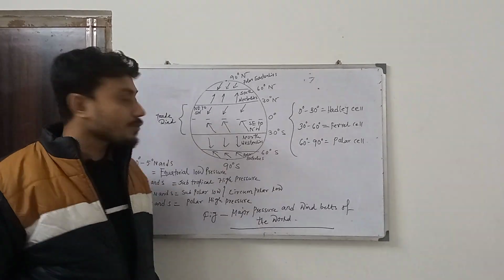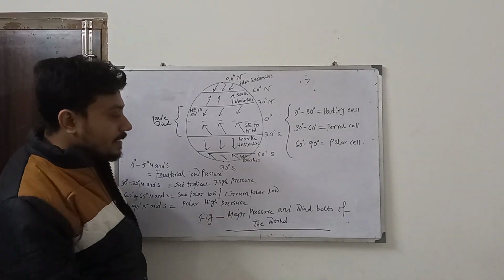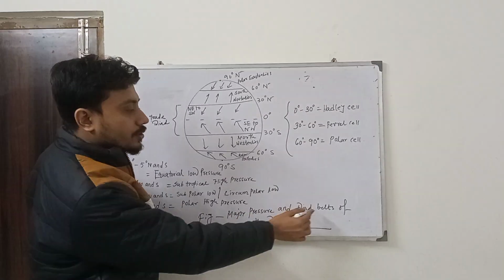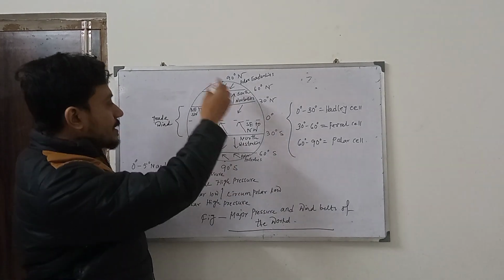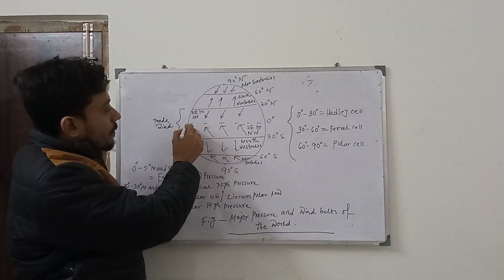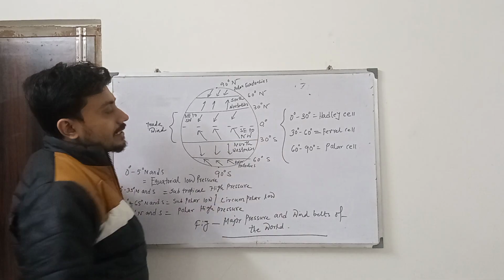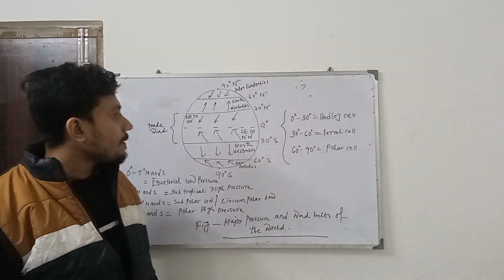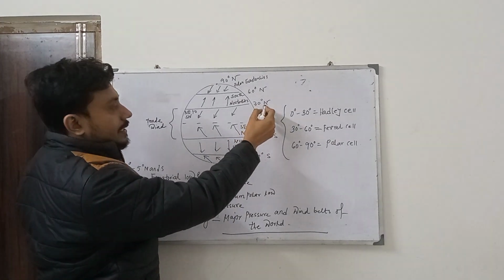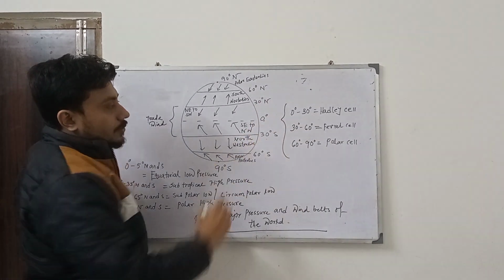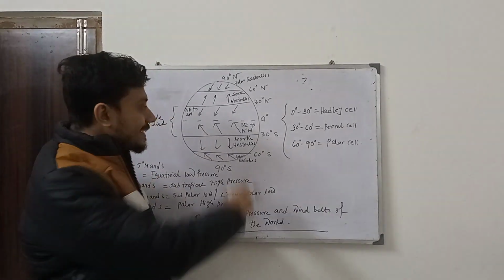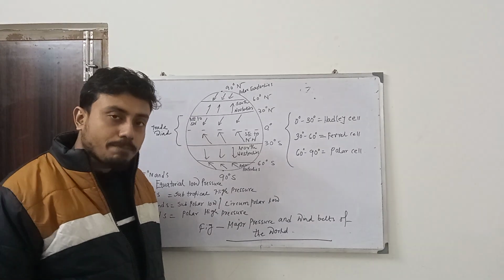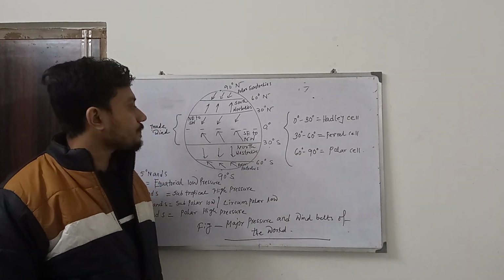Students, today we will discuss the major pressure and wind belts of the world. So this is the Earth, and in the middle portion you can see the 0 degree line. 0 degree means it is the equator. So 0 degree to 30 degree north and 0 degree to 30 degree south: this area has the equatorial low pressure zone and the subtropical high pressure zone.